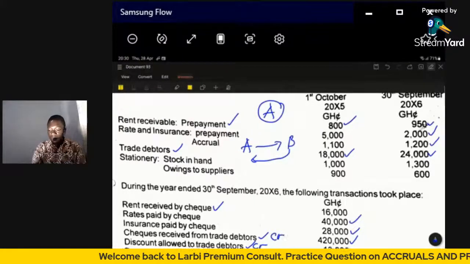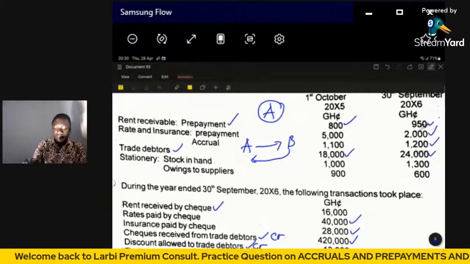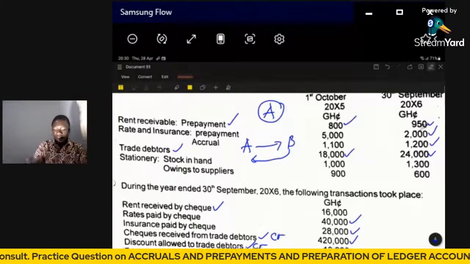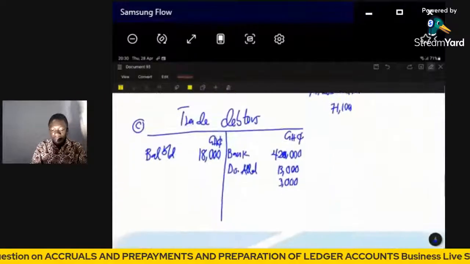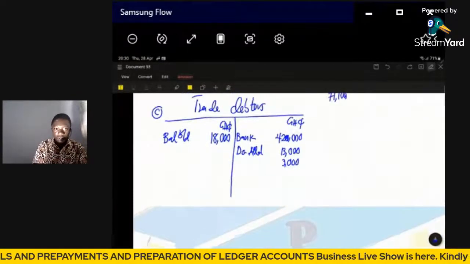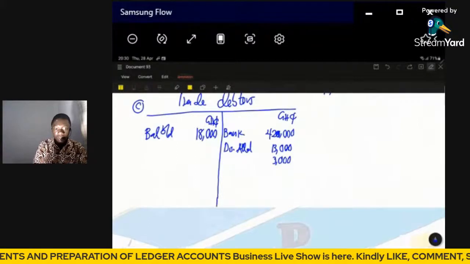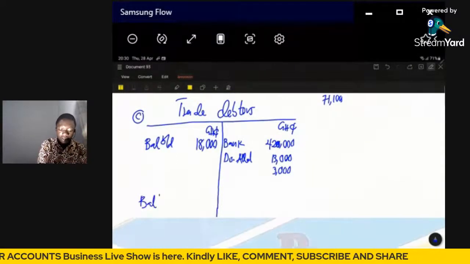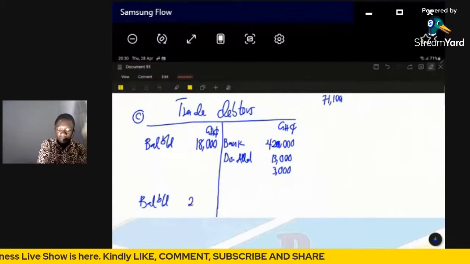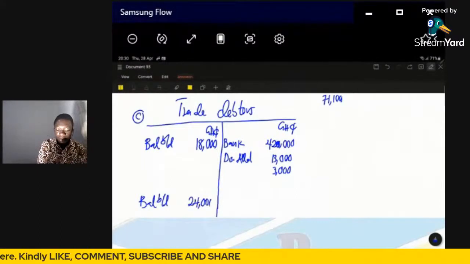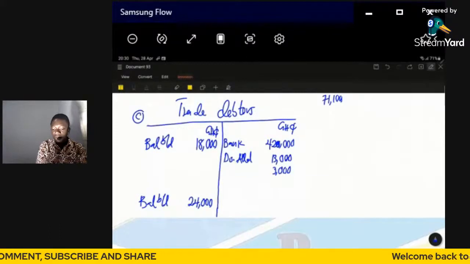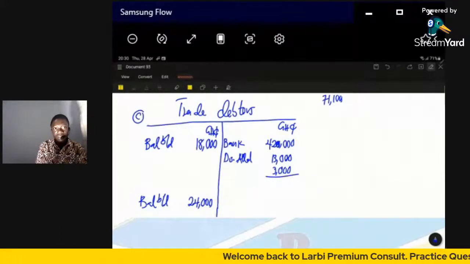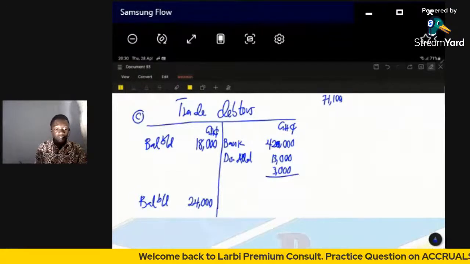So this 24,000 that you see here should be a balance brought down at the debit side of the trade debtors, and you have other reflections at the opposite side. So we're going to have here as your balance brought down 24,000. I hope that is clear. So here we are closing the account. You can clearly see that the credit side of the trade debtors is greater than the debit side.